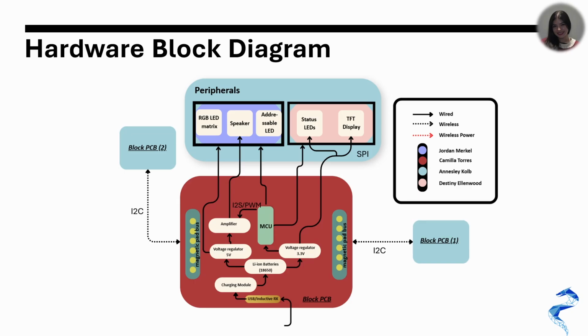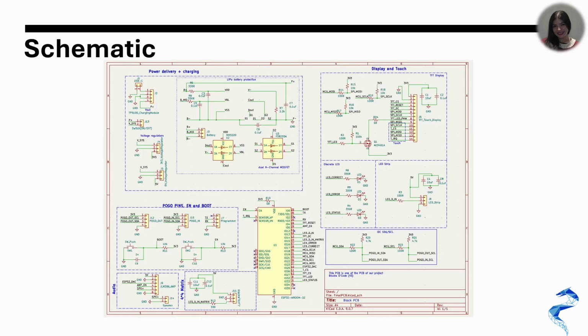Finally, magnetic pogo pins allow connection to additional block PCBs, enabling modular expansion for both power and communication. Overall, the system integrates charging, regulation, processing, audio, and visual outputs into one modular embedded design. Here I presented the final PCB schematic of our system, starting from power input and moving through processing and peripherals.